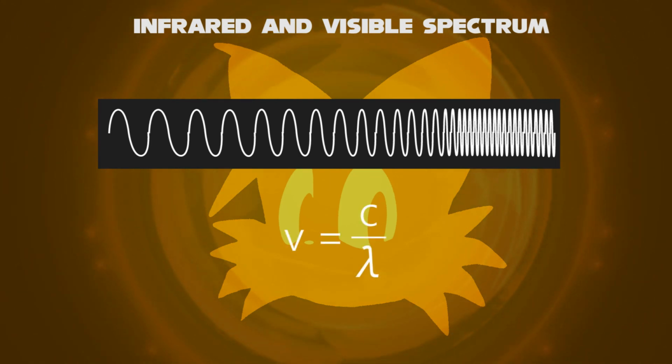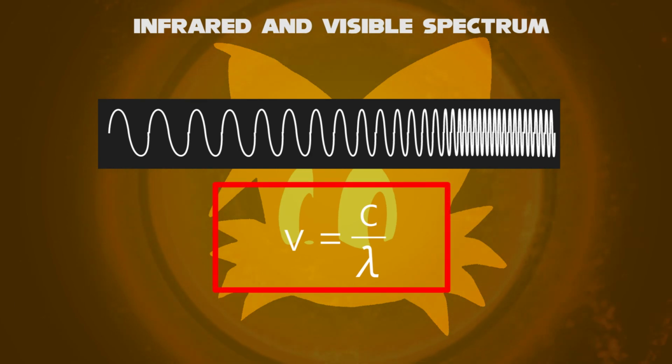When you increase the frequency, the wavelength becomes lesser. So this proves the formula for the frequency and wavelength relation.